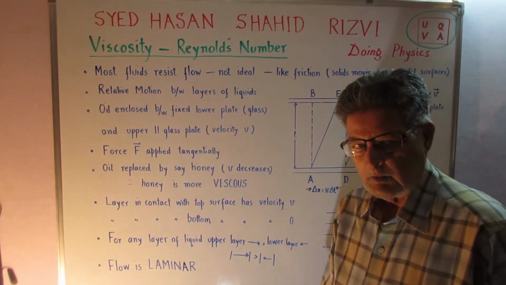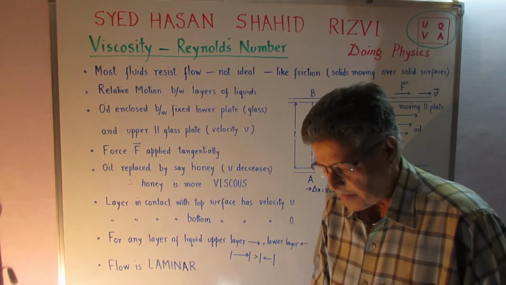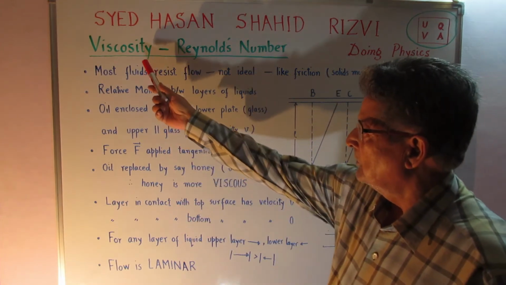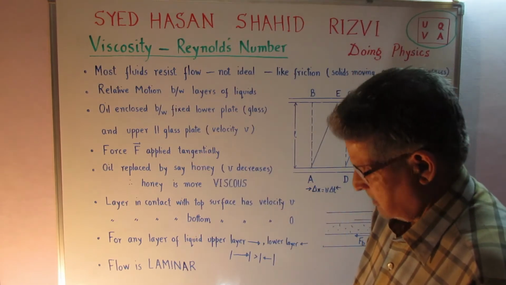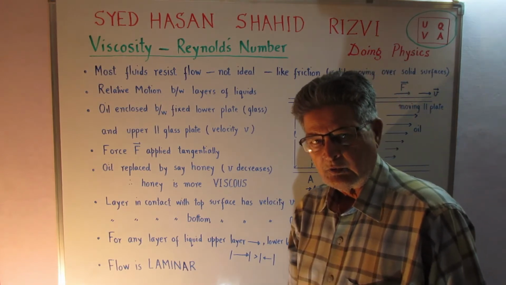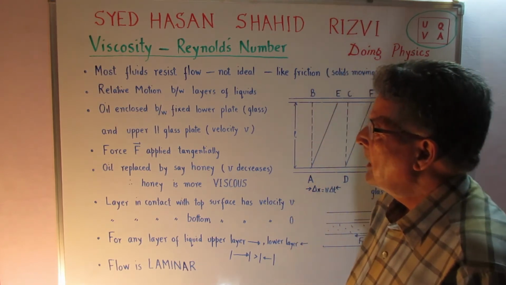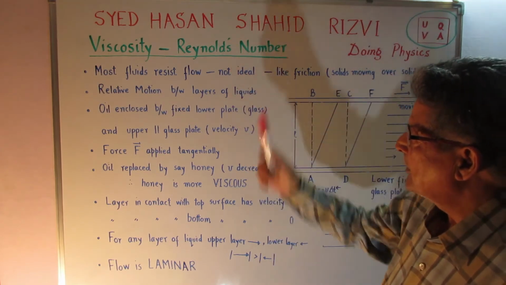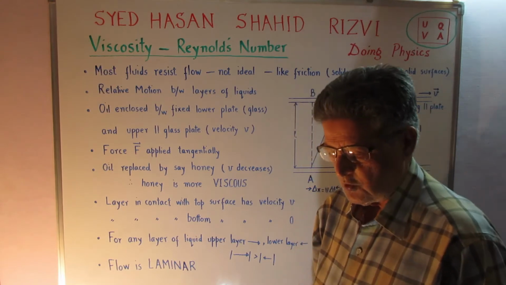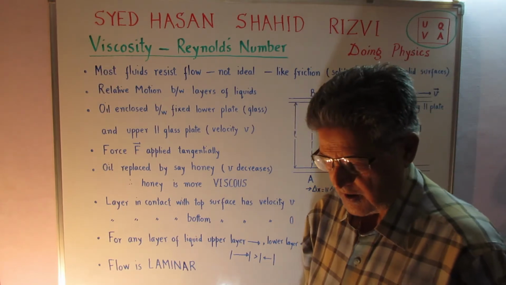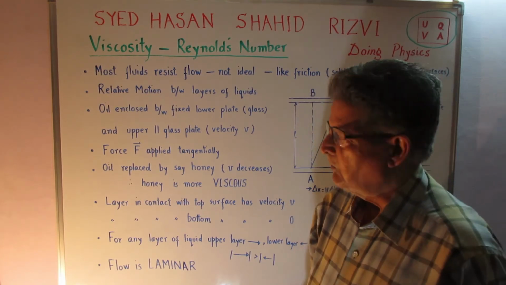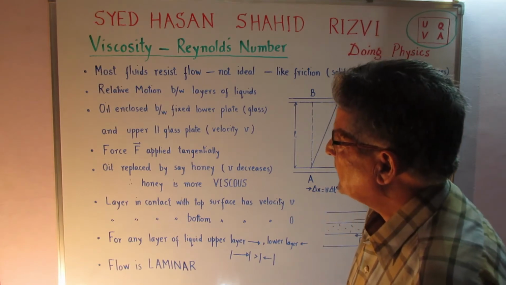So, welcome back. Today, I will talk to you about what is viscosity, which is due to the frictional forces offered by the various layers of liquids, and the Reynolds number, which describes whether the flow is streamlined, or it is turbulent, or it is in between. We'll talk about that. That is the study of Reynolds.